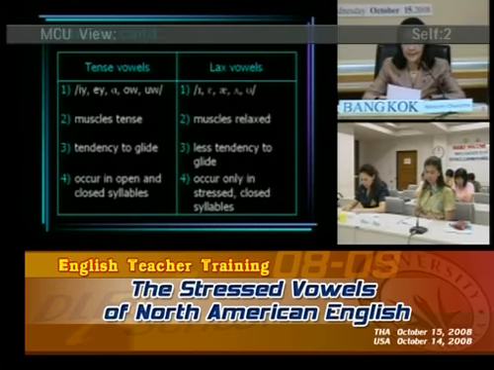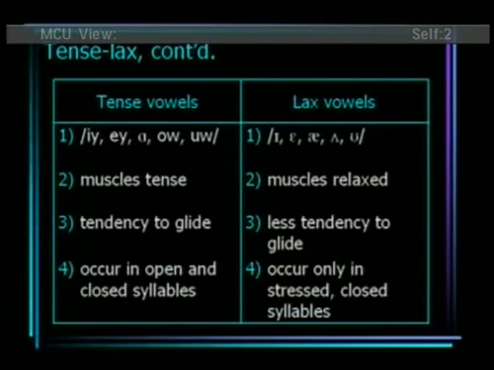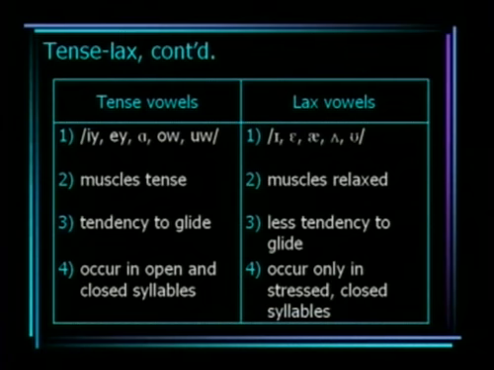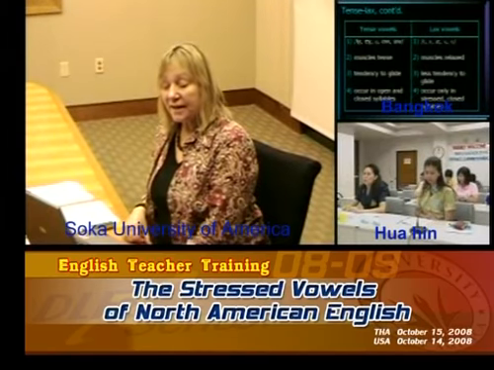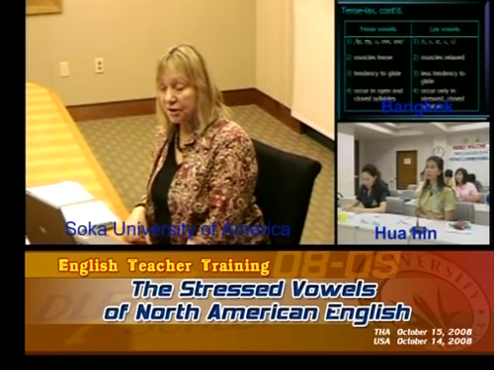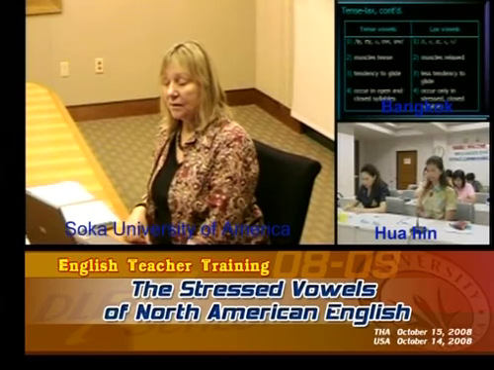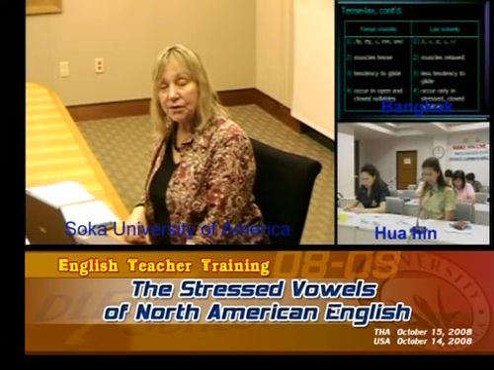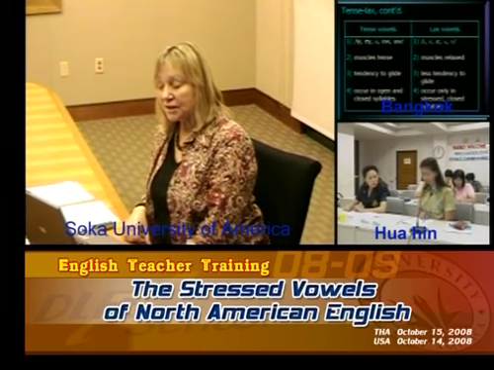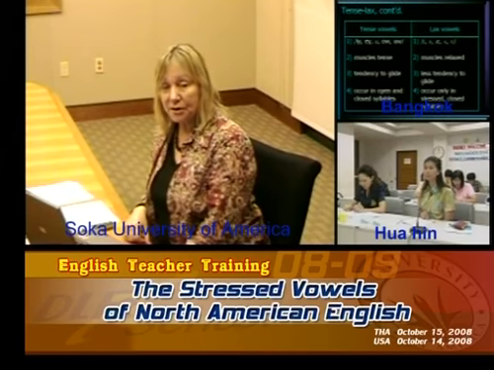To summarize the difference between tense vowels and lax vowels: the tense vowels of North American English, E, A, A, O, U, are all produced with the muscles tensed. They have a tendency to glide, and they can occur in both open and closed syllables. The lax vowels of English, on the other hand, I, E, A, U, and U, occur with the muscles more relaxed, they have less tendency to glide, and these vowels can occur only in stressed, closed syllables, so syllables that end with a consonant.